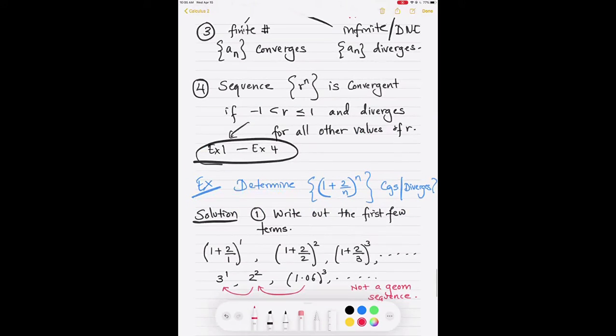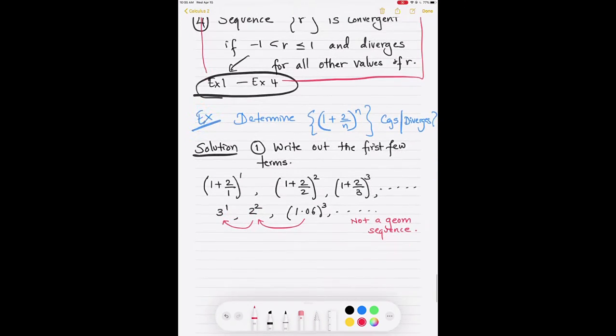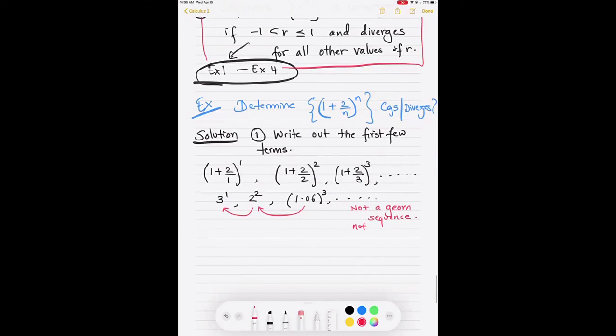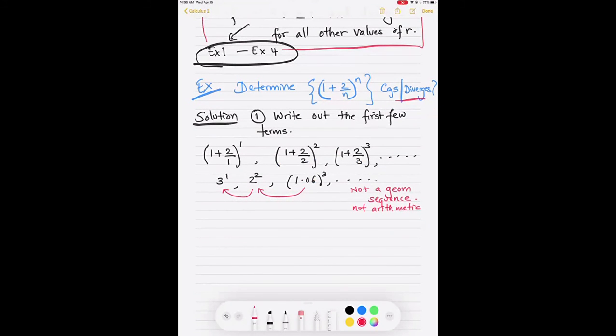Meaning you can't use this. Because if it was a geometric sequence, I could tell you just by this theorem whether it converges or diverges. So very good, Sam. It's neither. It's not geometric. It's not arithmetic. Because there's no common difference. There's nothing of that sort. That means what? If I want to answer this question, converges or diverges, I just have to take this limit.